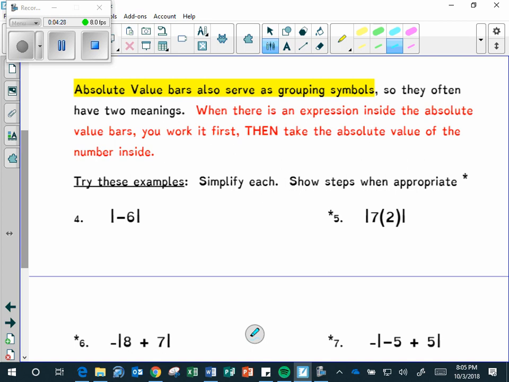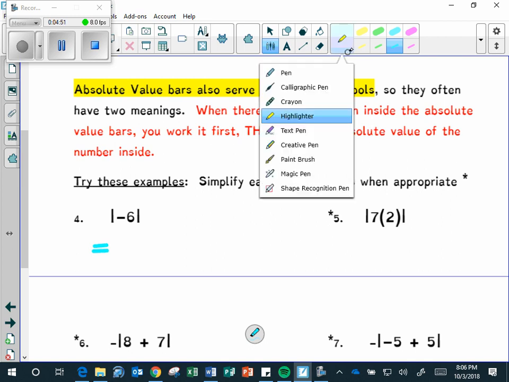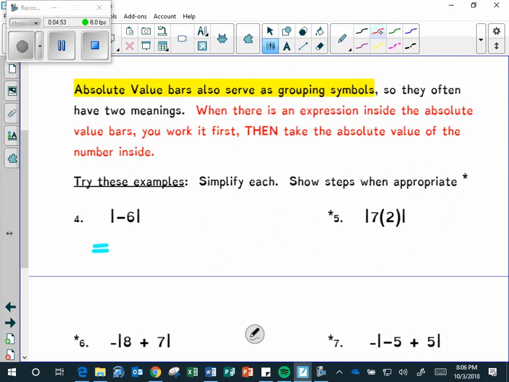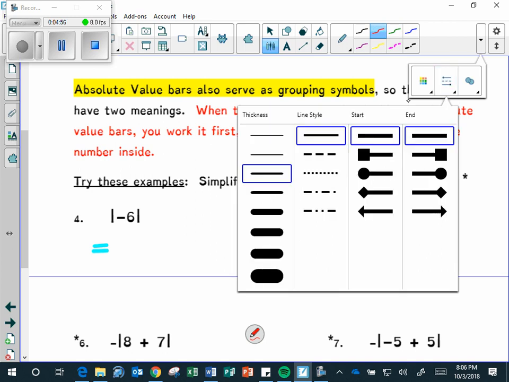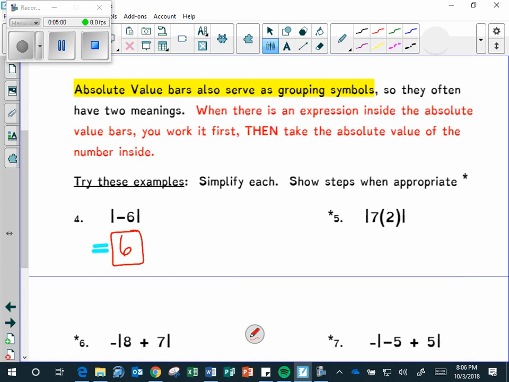Well, absolute value can do more than just find absolute value. It can actually also serve as a grouping symbol, which we touched on in lesson 1.5 with order of operations. The absolute value of negative 6, in this case, we're not grouping anything because we just have one number there. So that is actually just plain old 6. 6 units away.